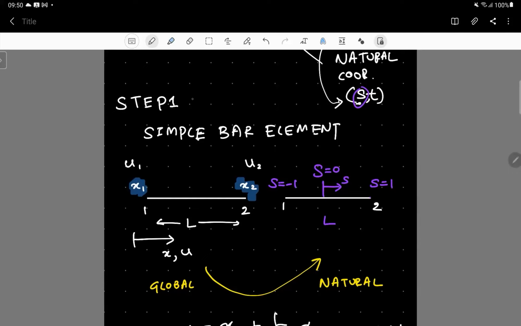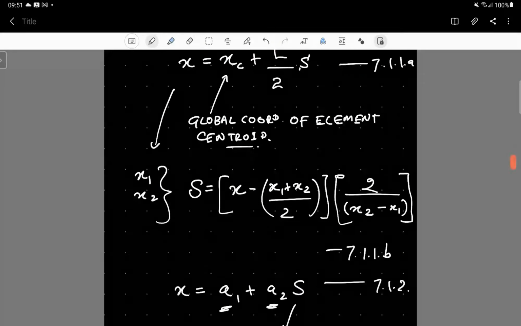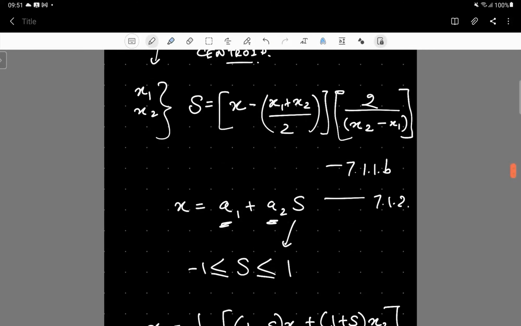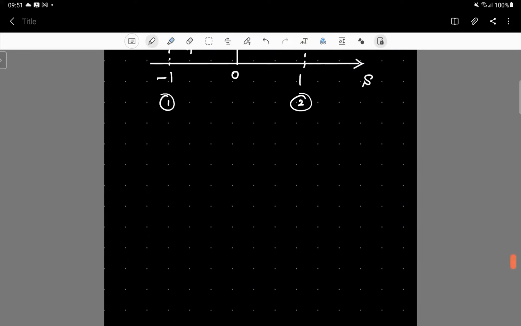So step one is the selection of the element. We selected a simple bar element, and of course defined the displacement as well as the shape of the element using a natural coordinate system. Once we selected the element and described the element using the coordinate system of interest, the next step is to select a proper displacement function.